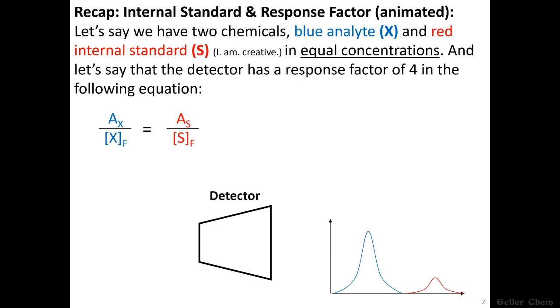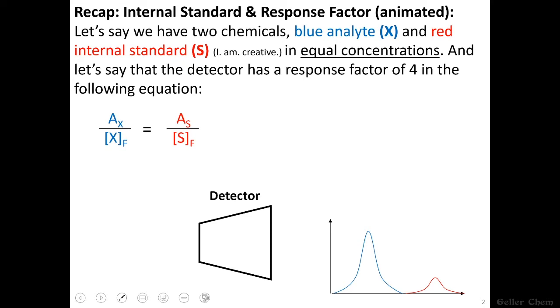So, let's recap the internal standard method. Let's not read all of this problem right now, let's just read the first sentence. Let's say we have two chemicals, some analyte in blue that we're interested in, and some red internal standard. In this method, our standard is a completely different chemical from the analyte, but it still retains the definition of a standard in the sense that we know everything about it. We know its identity and concentration.